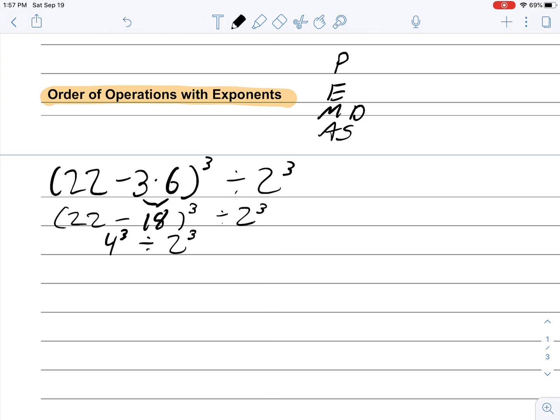Next is exponents. For exponents, I have 4 to the third power, and I have 2 to the third power. So for 4 to the third power, I can do that on my calculator, and if I do that, I get the number 64. That's divided by 2 to the third. Well, I can also do 2 to the third. 2 to the third power, that's 2 times 2 times 2, which is just 8. So finally, I can get to my last step, which is 64 divided by 8, which gives me the number 8. And that's my answer.